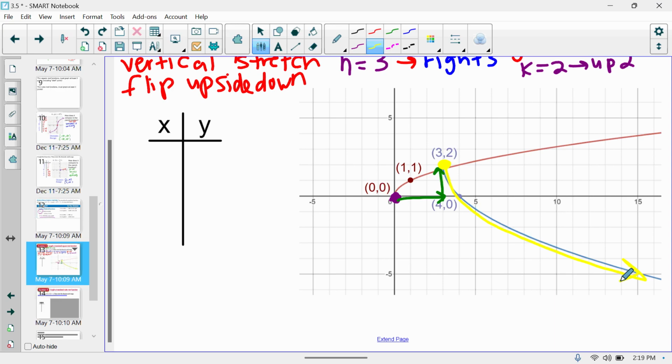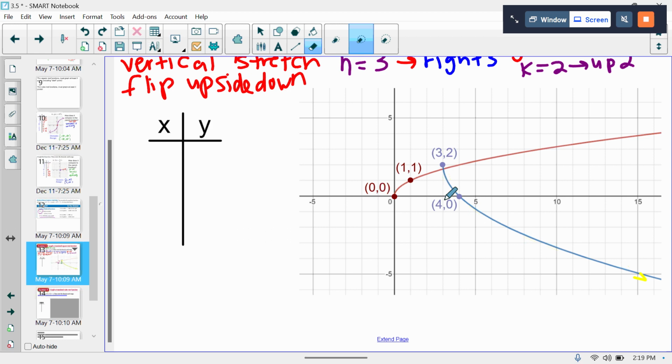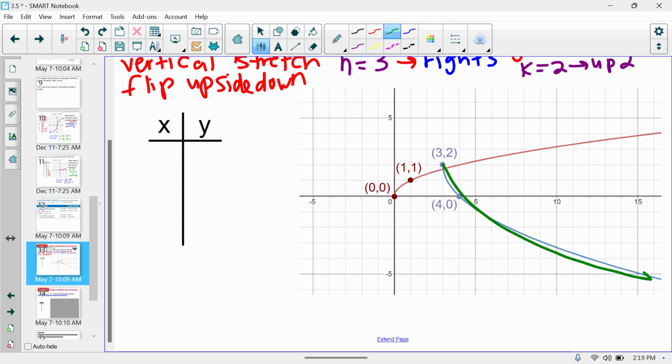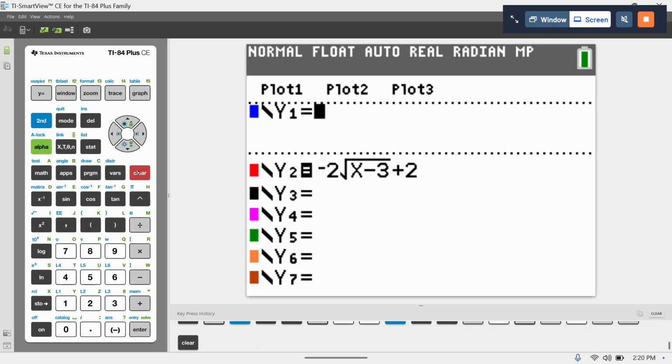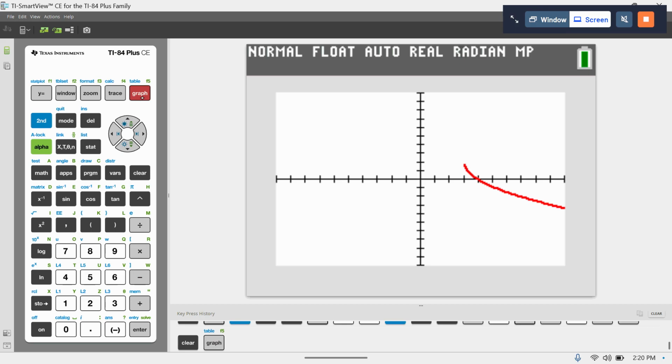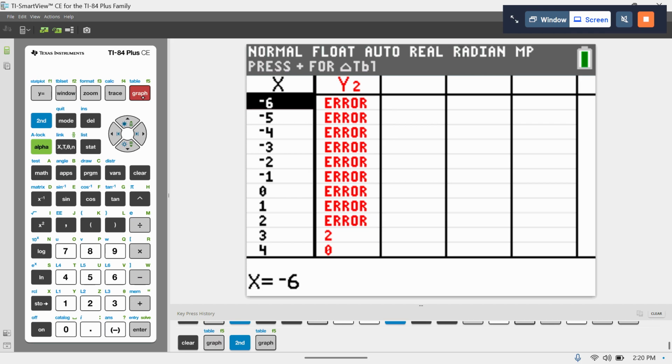So when we go to make our table of values, we're just going to be graphing this one. We're not going to graph the parent function. So let's go back to y equals and clear out the parent function. We're just going to graph the new one. But again, it doesn't start at 0, 0 anymore. So if you go to your table, there's going to be an error at 0 this time.